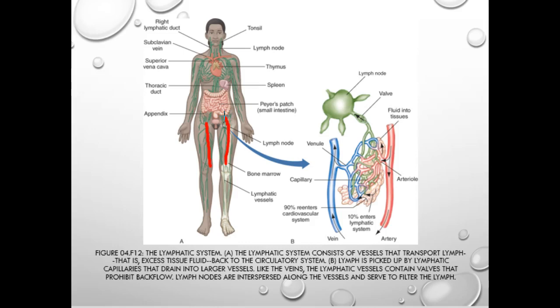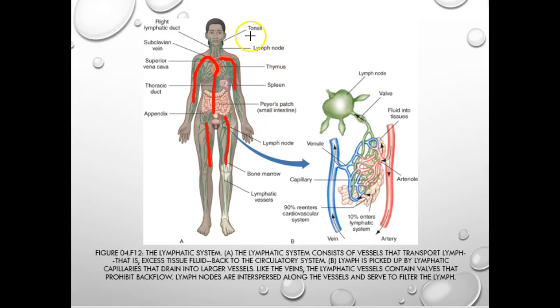You don't need to know all these individual names. I do want you to know thoracic duct, that's the main one that drains the lower extremities. It'll come up and into the subclavian vein. And then the ones in the upper extremities will drain into the subclavian veins as well.